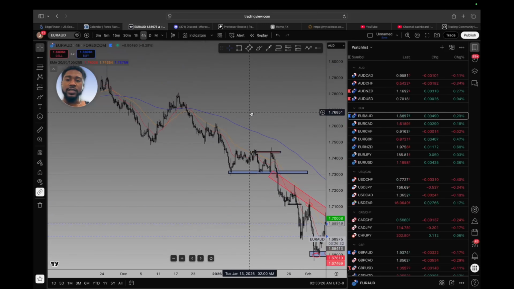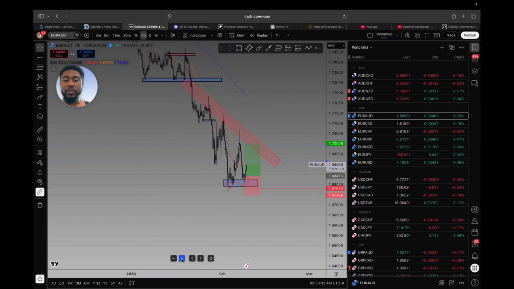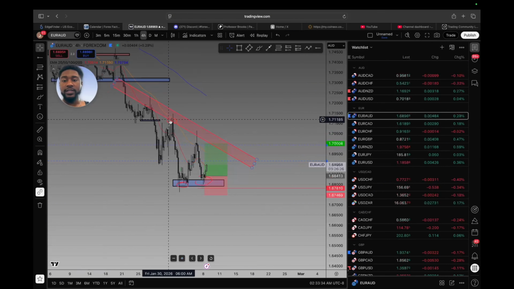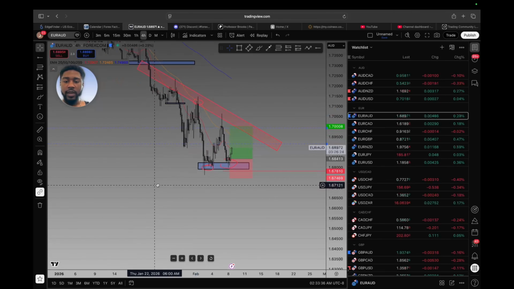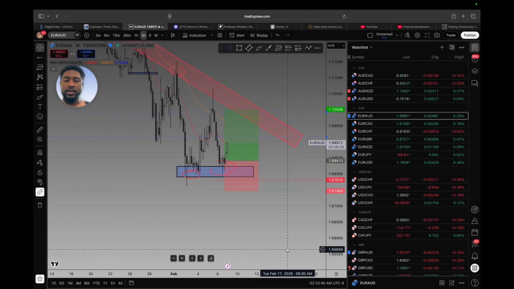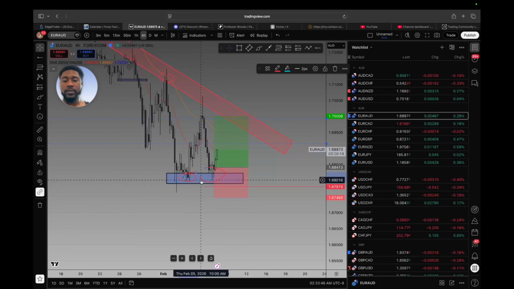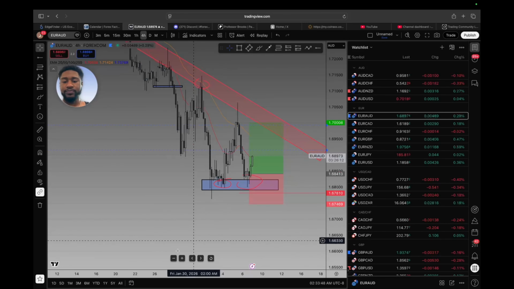So Euro Aussie is in a very overextended downtrend, right? I actually caught a sell previously on the retest of this trend line. However, we are getting very overextended. And not only are we getting overextended, we made a nice double bottom on top of the overextension.